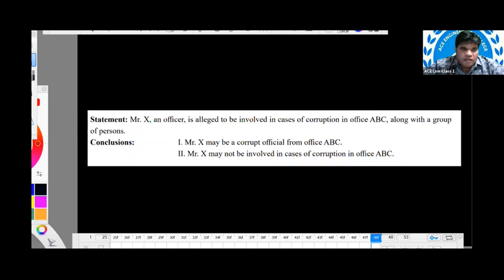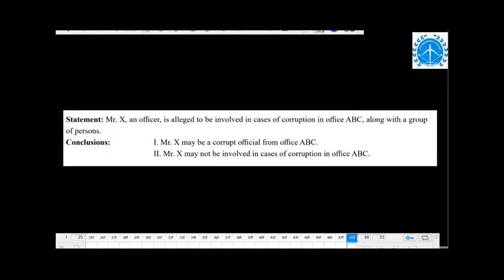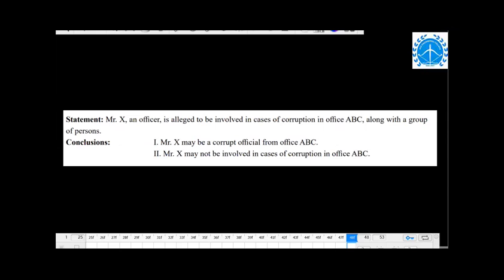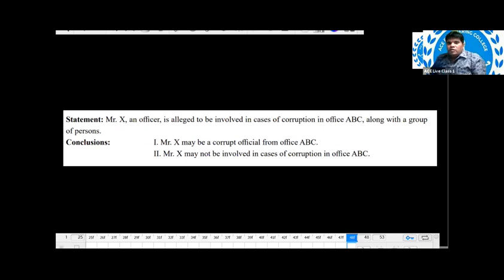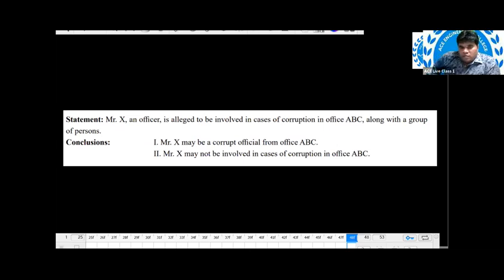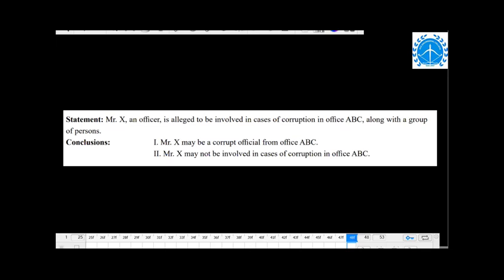Okay, read the question carefully. Mr. X, an officer, is alleged to be involved in cases of corruption in office ABC along with a group of persons. Mr. X may be a corrupt official from office ABC. Mr. X may not be involved in cases of corruption in office ABC.